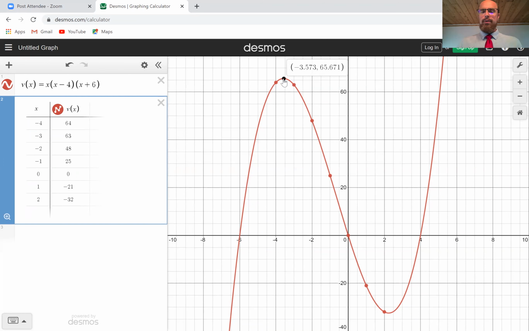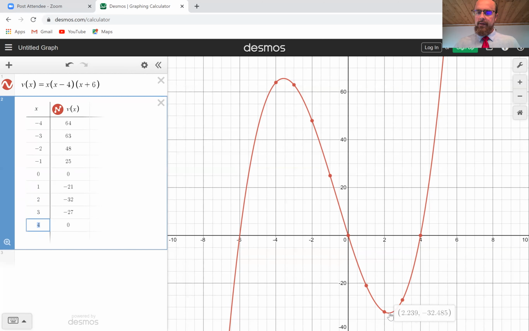It's an irrational number. I also need some values on the far right side so that I catch that relative minimum. So there's 3. We could even go to 4 and we can see there's a 0 there. So 3 has the output of negative 27, 4 has the output of 0. And then I also want to catch the relative minimum. So if I click there, you can see again, it's an irrational number, 2.239, negative 32.485.